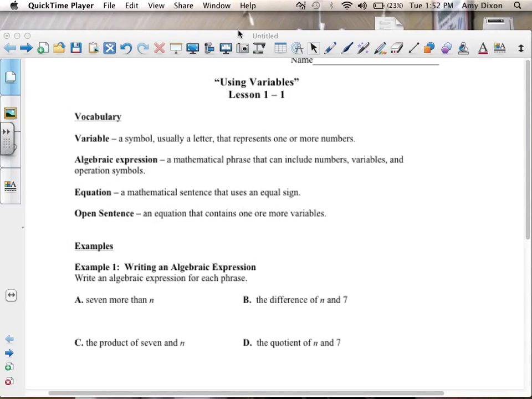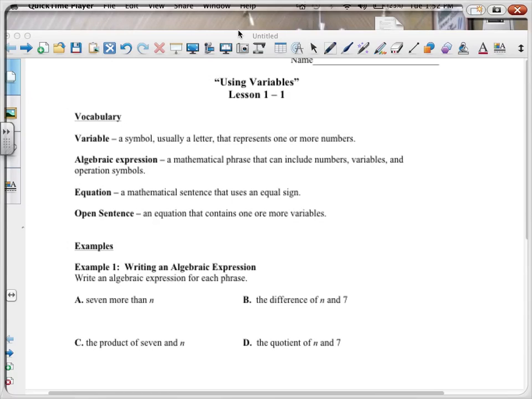Okay, class, today we're going to be talking about variables and how you can use them. Basically, a variable is just a letter. It might be X, Y, Z. It is usually a letter. Sometimes it can be a symbol, but for algebra, we will be talking about letters. And those letters can replace any number. So we use variables to represent a number or a set of numbers.